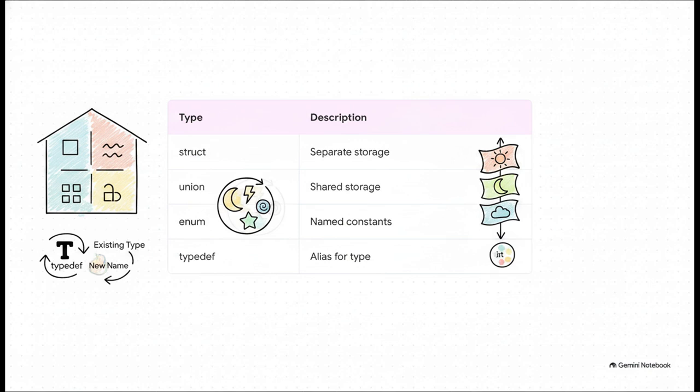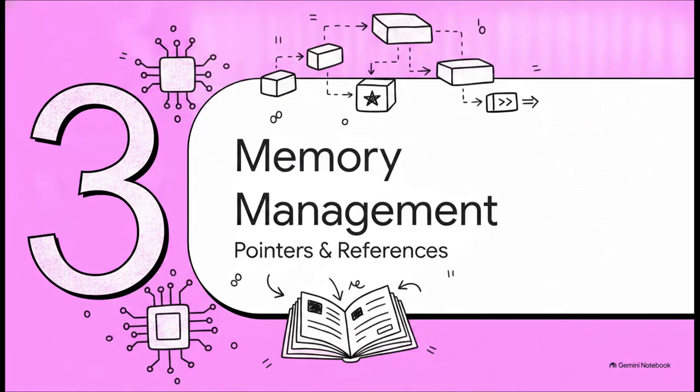Then we have enum, which is simply a way to create a list of named constants, like, say, days of the week, so you don't have to use confusing random numbers in your code. And lastly, typedef. Now, this doesn't create a new type at all. It just makes an alias or a nickname for an existing type, just to make your code easier to read. All right, section 3, memory, pointers, and references. This is the heart of C++.